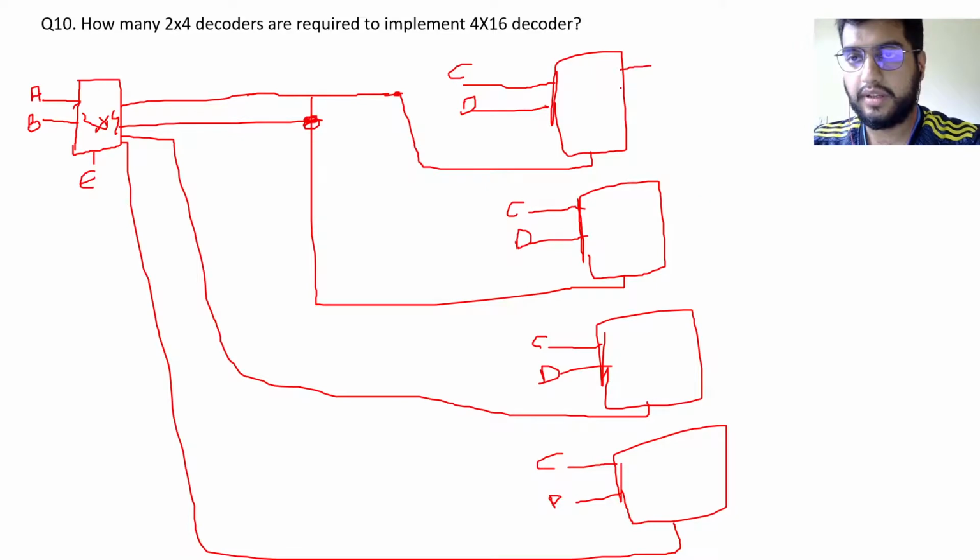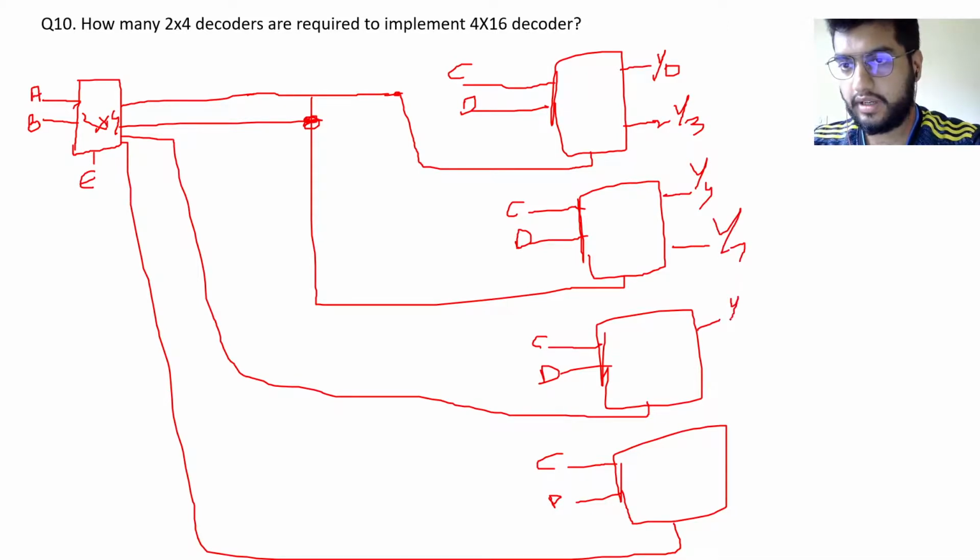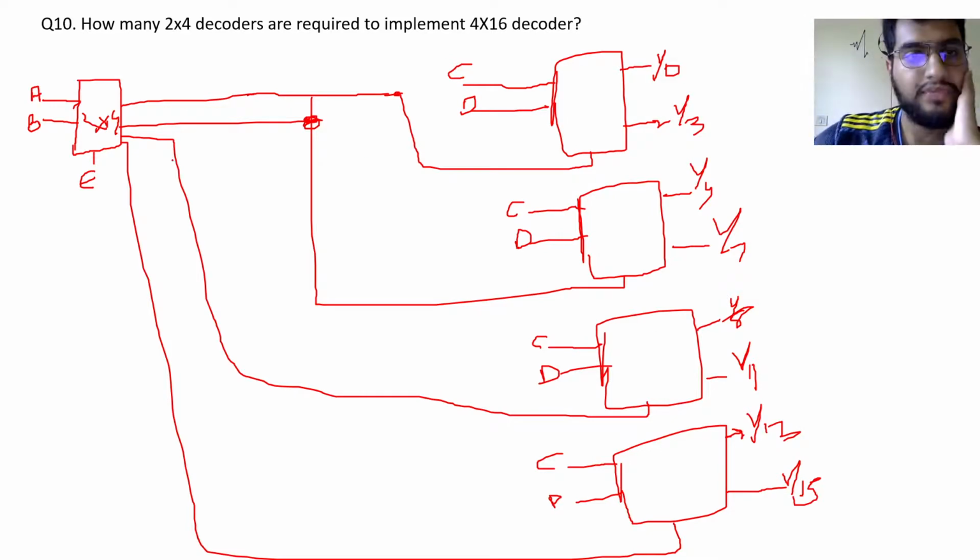So this will be Y0 to Y3. This will be Y4 to Y7. This will be Y8 to Y11, and this will be Y12 to Y15. If you carefully examine, let us consider enable is high.